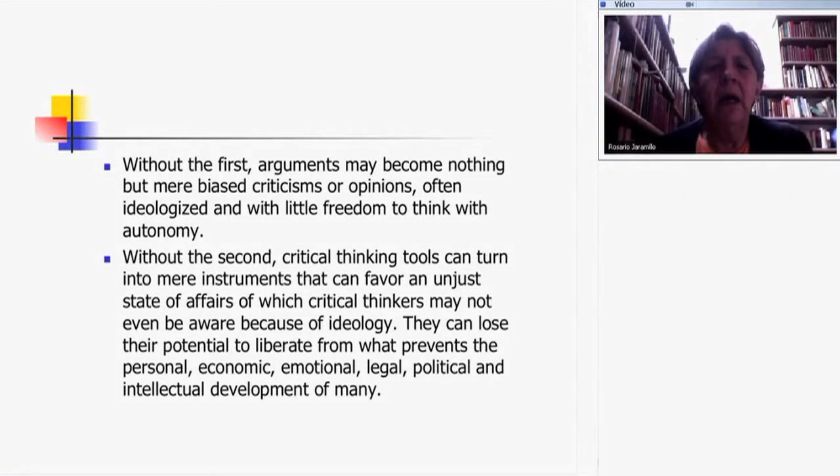Without the second one, critical tools can turn into mere instruments that can favor an unjust state of affairs of which critical thinkers may not even be aware because of ideology. They can lose their potential to liberate from what prevents the personal, economic, emotional, legal, political, and intellectual development of many.